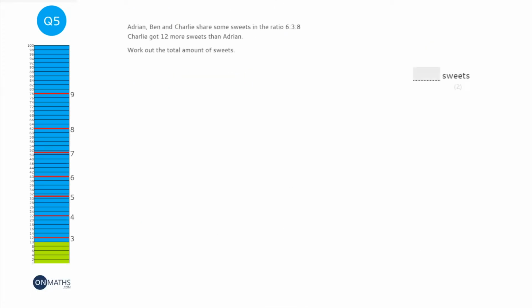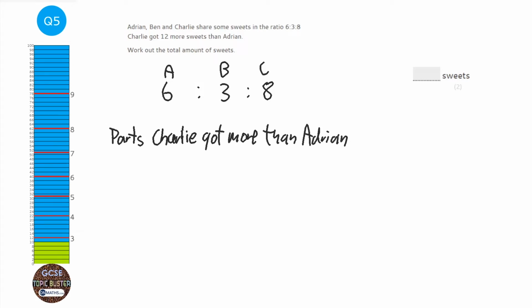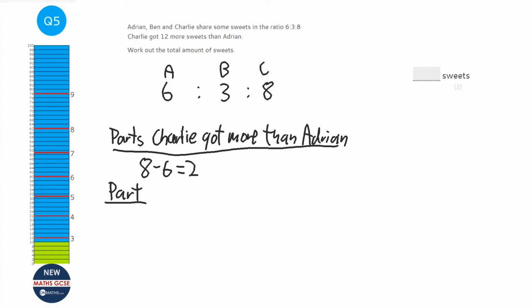Okay, so this question is a little bit more complicated than it first seems. So we've got Adrian, Ben, and Charlie, and they share some sweets in the ratio of 6 to 3 to 8. And it says that Charlie got 12 more sweets than Adrian. Well, first of all, let's have a look and see how many more parts that Charlie got more than Adrian. Okay, so he got 8 take away 6 is 2. So he got 2 more parts. And so let's have a look and see what 1 part is worth. So those 2 parts equates to 12 more sweets. So we do 12 divided by 2, 6. So each part is worth 6 sweets.